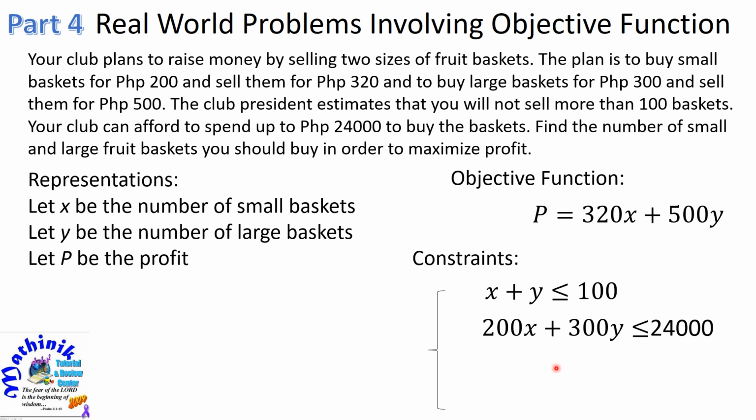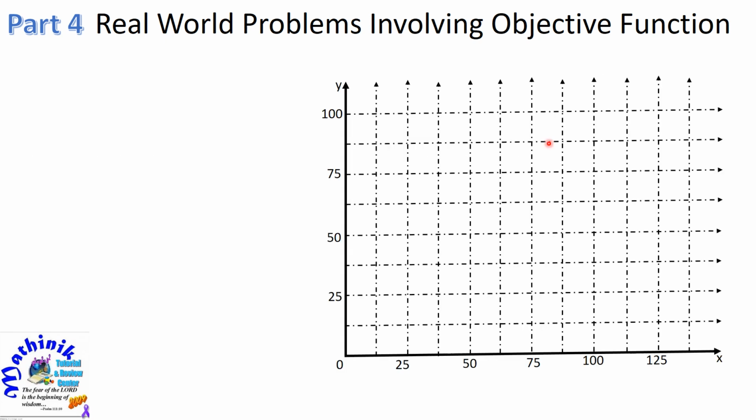Since we're solving for real-world problems, we have additional restrictions, and these are x is greater than or equal to 0 and y is greater than or equal to 0. So we already have our objective function and constraints formulated from the given problem. The next step is to graph the system of linear inequalities from our constraints.